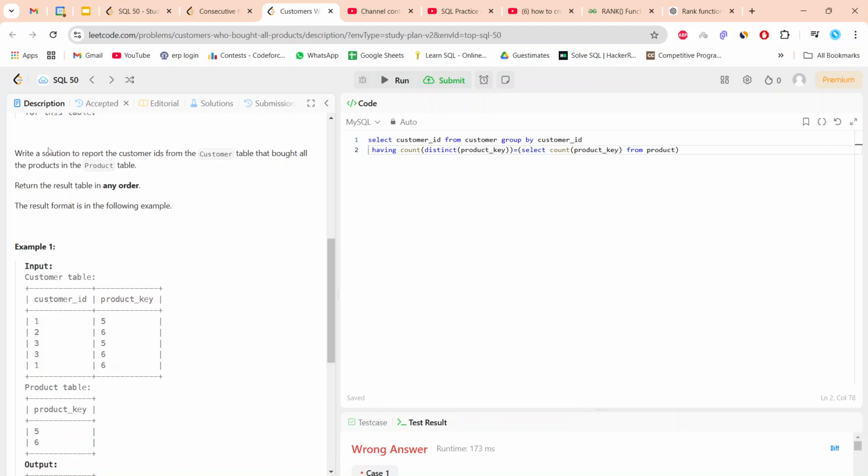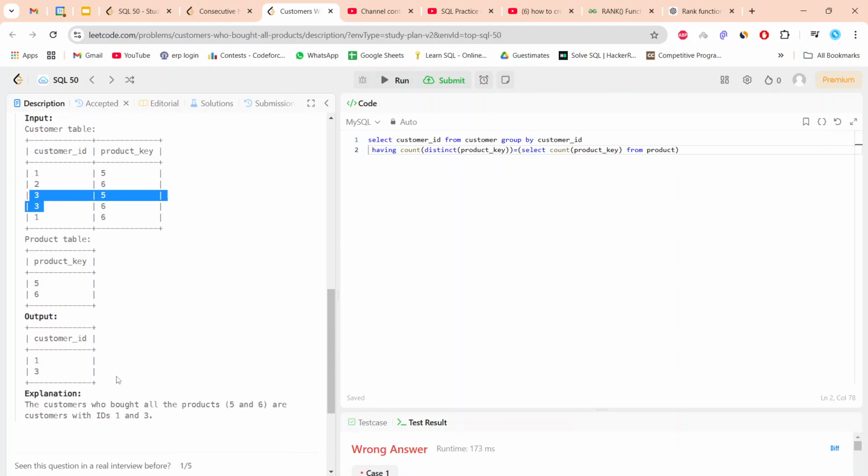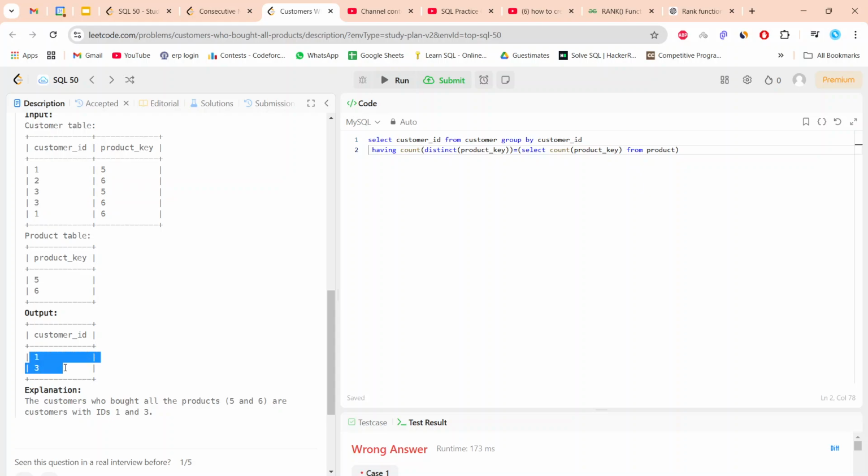Now, the output required from us is that we need to find all the customer IDs from the customer table who bought both the products, that is 5 and 6. So we see that customer ID 1 and customer ID 3 bought both the products, 5 and 6. Hence, the output is 1 and 3, which is customer ID 1 and customer ID 3.